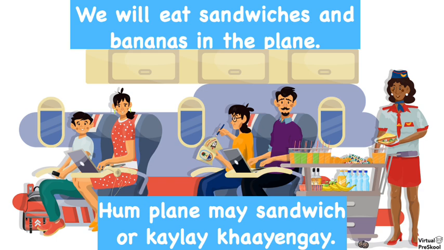Okay, so let's take a look at this. खाएंगे is future tense, right? This is a future tense sentence. We will eat. It's something that we're going to do. So our conjugation for a we sentence for future tense for the verb खाना is खाएंगे. हम खाएंगे. All right? हम प्लेन में सैंडविच और केले.